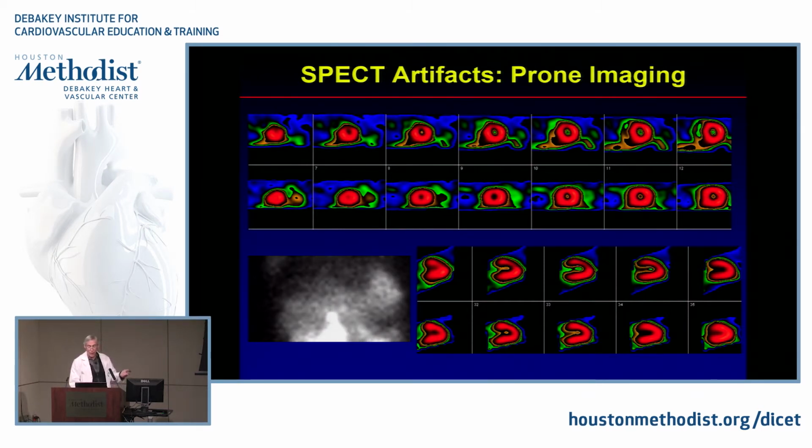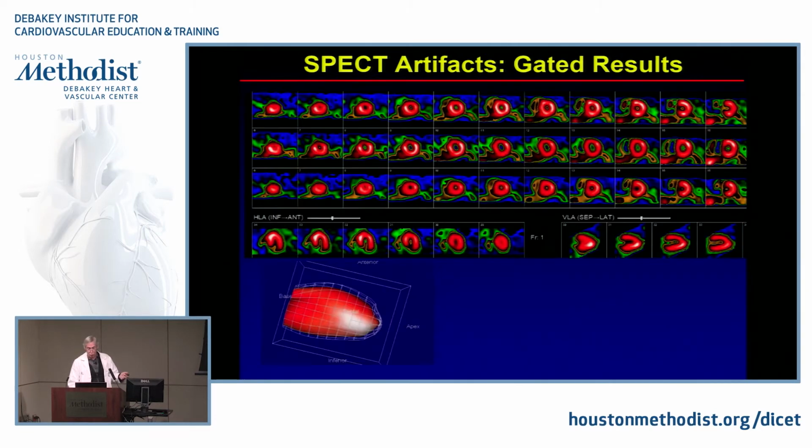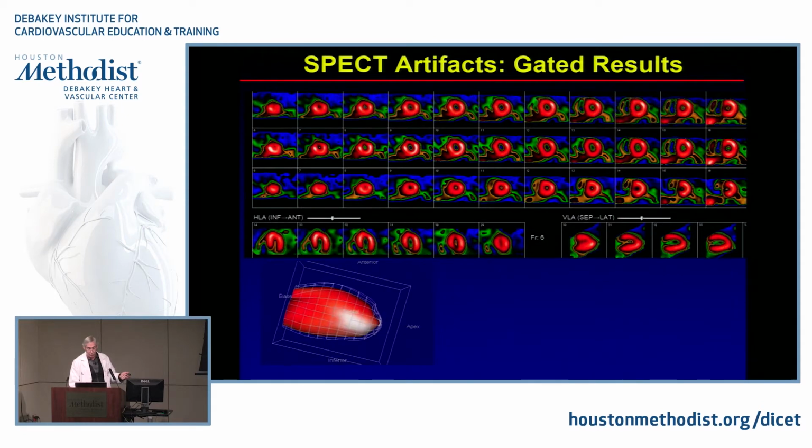So we did supine on top, and we did prone on the bottom. And notice that the anterior defect seen here is now completely gone. Okay? And again, if you look at the ejection fraction, you can see that the ejection fraction is entirely normal.